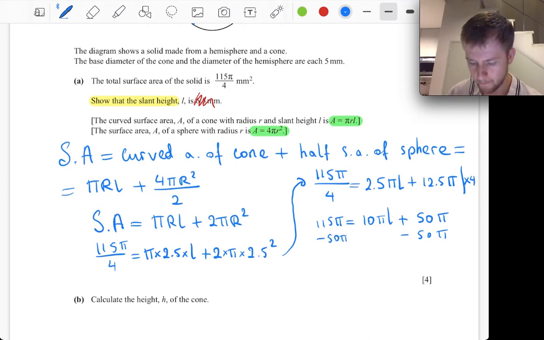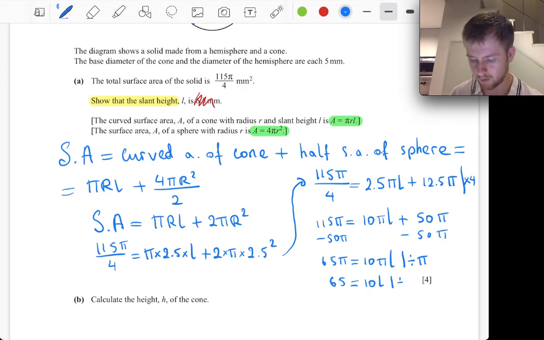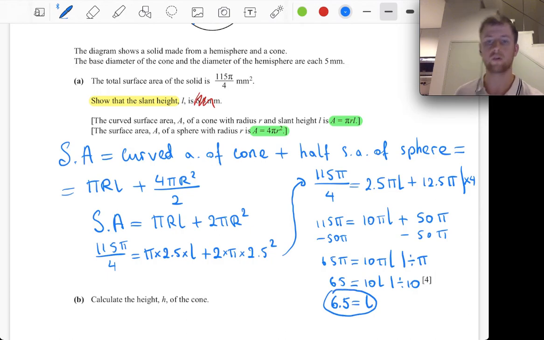So we have 65 pi equals 10 pi L. Actually we don't need to get rid of it, because now what we can do is just divide both sides by pi, and this way we're gonna cut it out. Alright, and then we will have 65 equals 10L, and now if we divide both sides by 10, we get L equals 6.5. So that's how you show it.